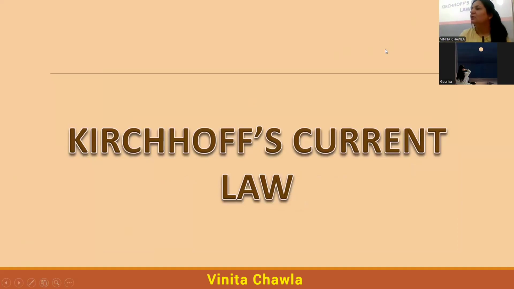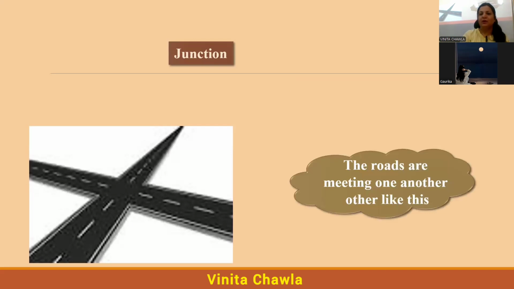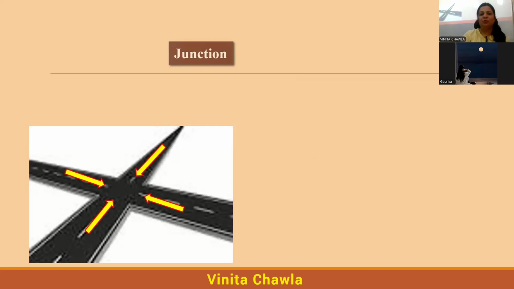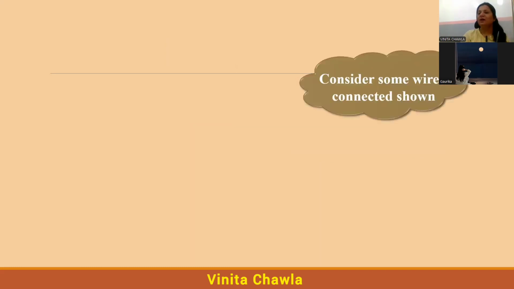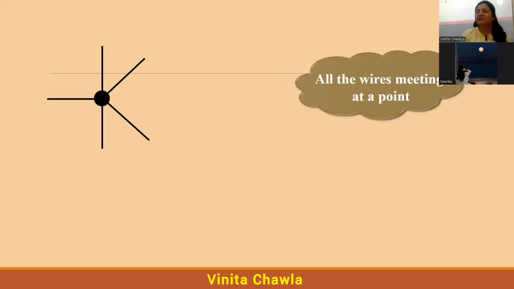Kirchhoff's rules. There are two rules of Kirchhoff: one is the junction rule and the other is the loop rule. Where roads meet one another, that point is called a junction. Consider some wires connected as shown. All the wires are meeting at a point, and the point where the wires meet is called a junction.